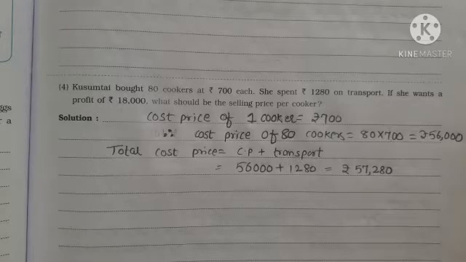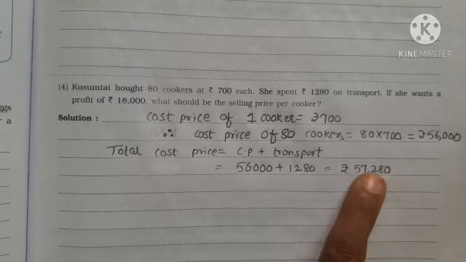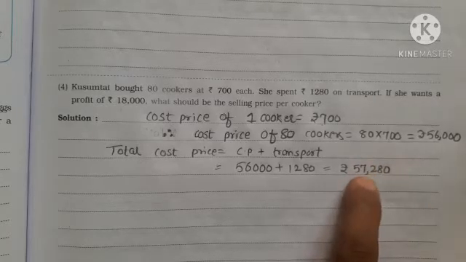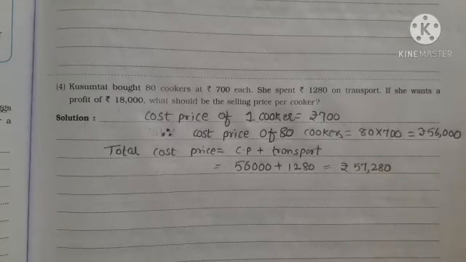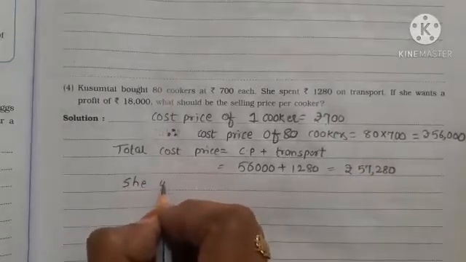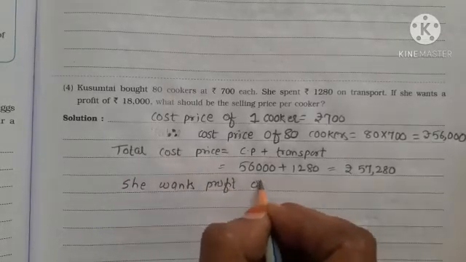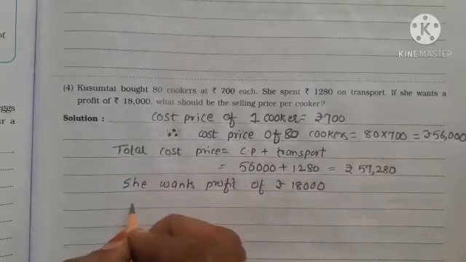Now she wants profit of rupees 18,000. So we have to add this amount to the cost price, and we will just find the selling price by adding rupees 18,000 to this cost price, as this is the cost price of cookers. If she wants 18,000 profit, that should be added to the total cost price. She wants profit of rupees 18,000.